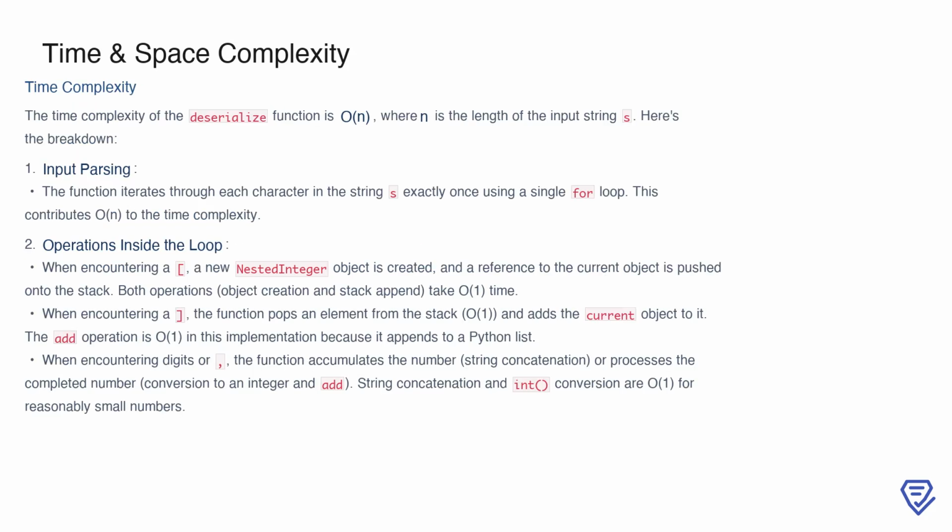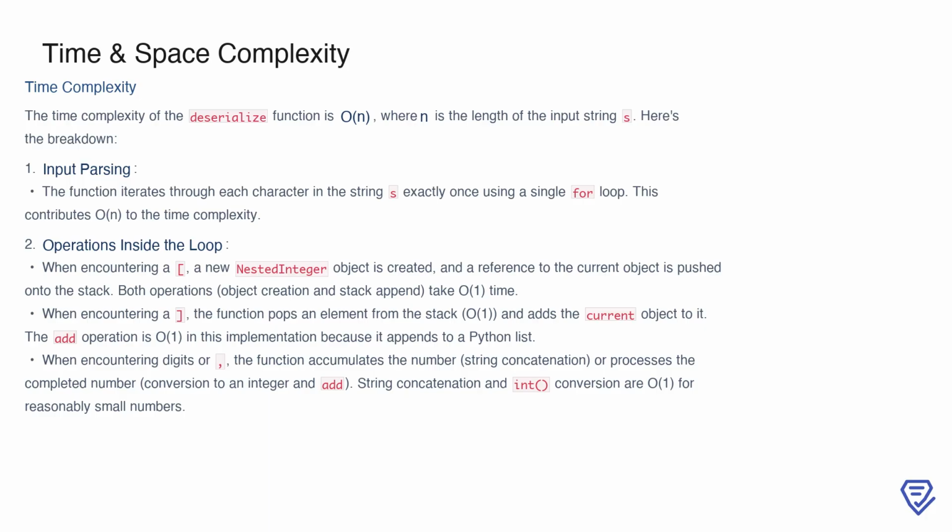The time complexity of the deserialize function is O(n), where n is the length of the input string s. This is because the function processes each character in the string exactly once using a single for loop. Within this loop, different operations are performed based on the character encountered.